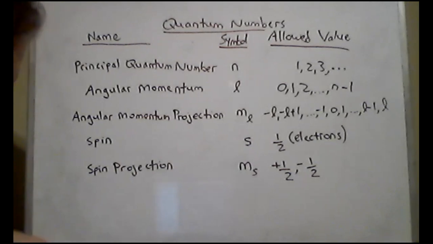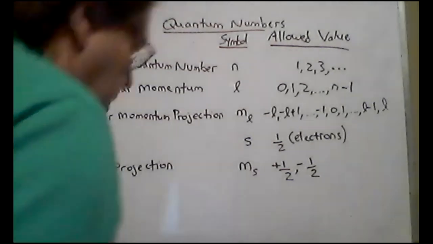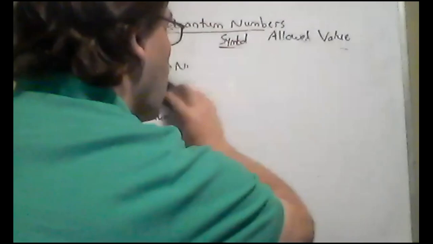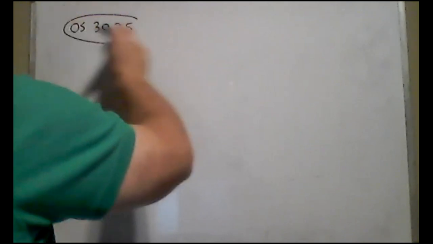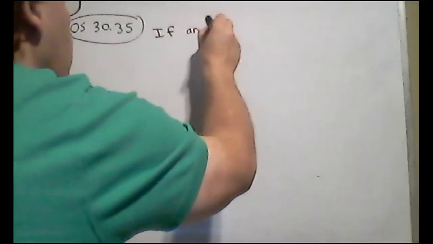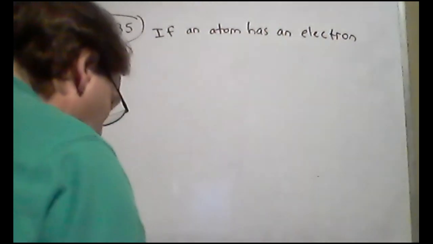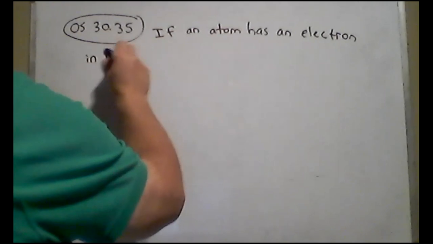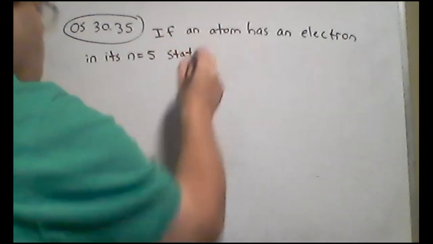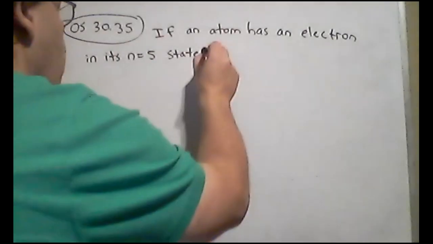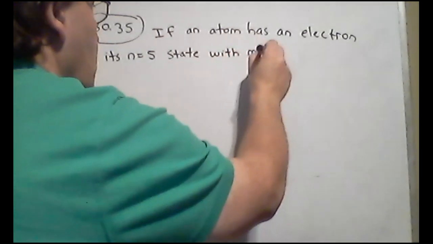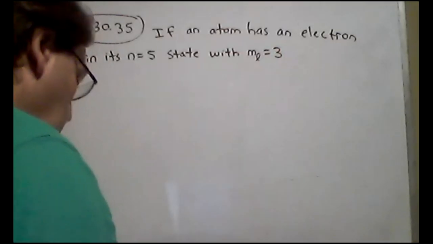Let's work a few problems out. I'm going to work out OpenStax 30.35. Okay, 30.35 says, if an atom has an electron in its n equals 5 state, with m sub l equal to 3, what are the possible values of l?